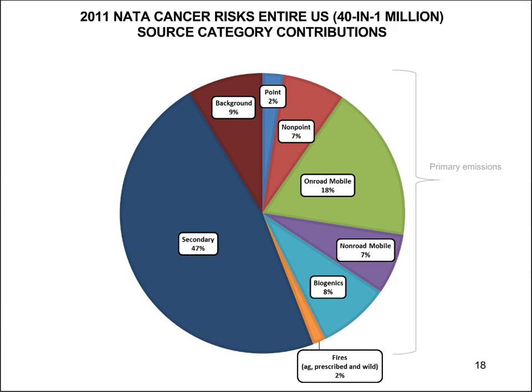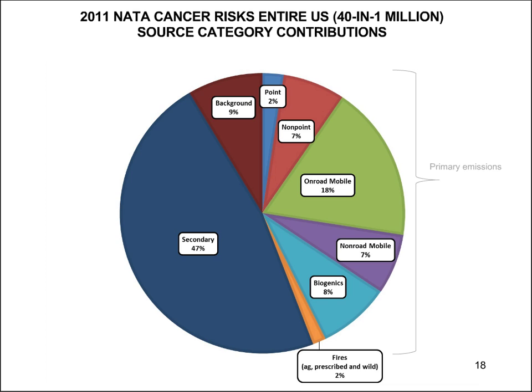Any other questions, Doris? None. Okay. So let's look at some of the source categories that are affecting the risks from a national perspective. Once again, you could do this locally. About half of the risk is coming from, as we showed you with the formaldehyde and acetaldehyde earlier, secondary formation.